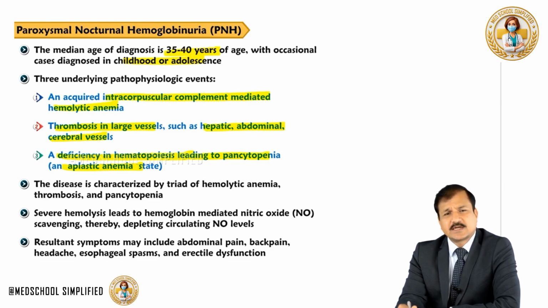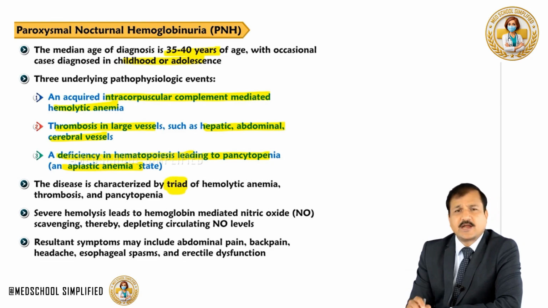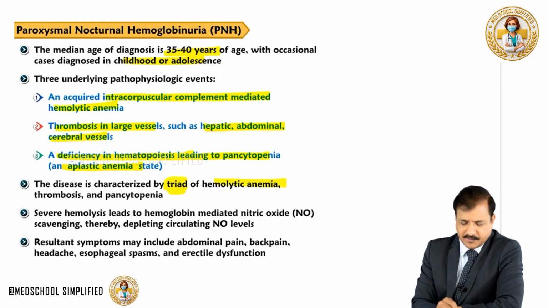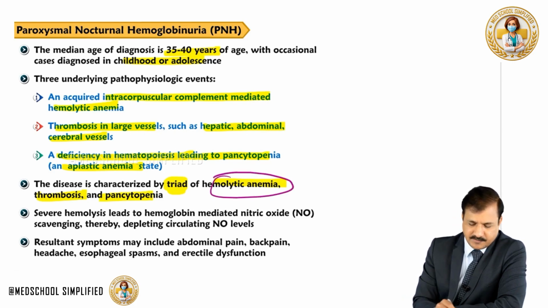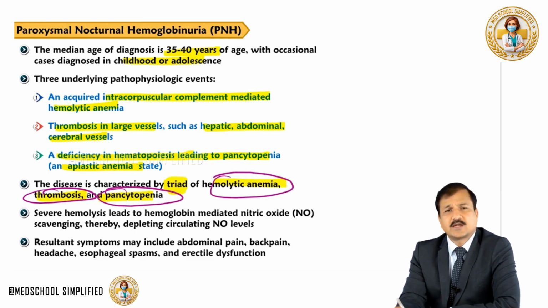So the disease is characterized by a triad. Make sure you remember that. So the triad of hemolytic anemia, thrombosis and pancytopenia. So these three things must give a clue for the diagnosis of paroxysmal nocturnal hemoglobinuria. So hemolysis leading to hemolytic anemia, thrombosis and pancytopenia.